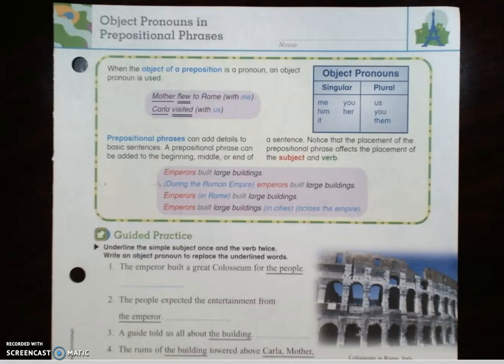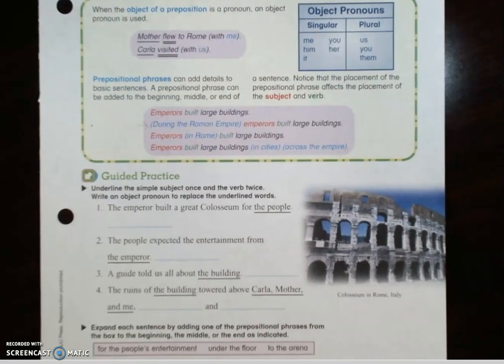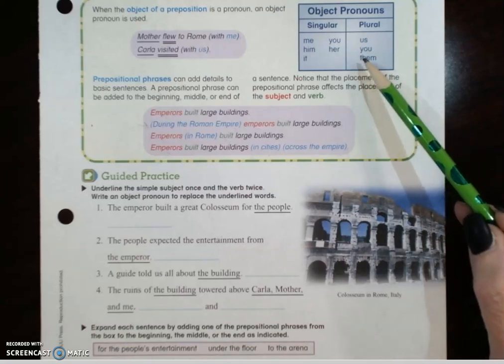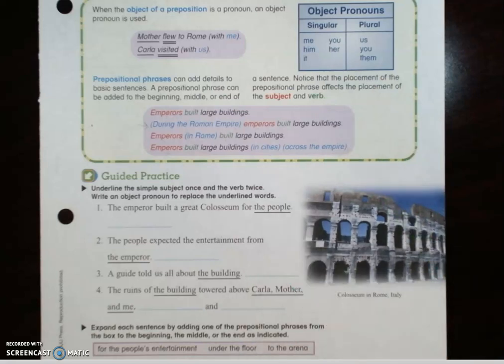So let's go on to the guided practice section. It says, underline the simple subject once and the verb twice. Okay, that's pretty easy. Write an object pronoun to replace the underlined words. So the only thing that we're going to replace are the underlined words. And we're going to use this little chart up above to fill in those pronouns.